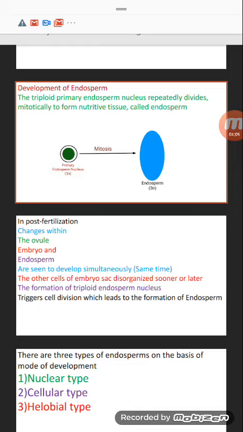And it is a post-fertilization event. The post-fertilization changes within the ovule are the embryo and endosperm. These changes are seen to develop simultaneously. The other cells of the embryo sac get disorganized sooner or later. The formation of the triploid endosperm nucleus triggers cell division, which leads to the formation of endosperm.